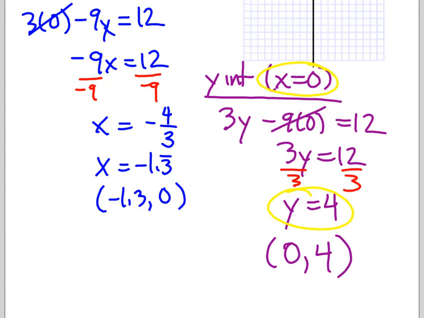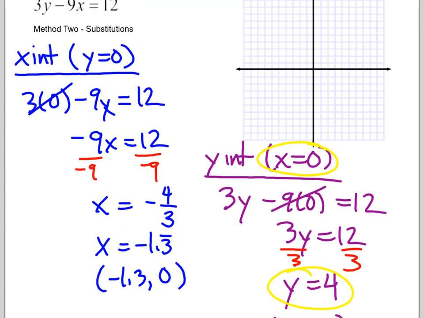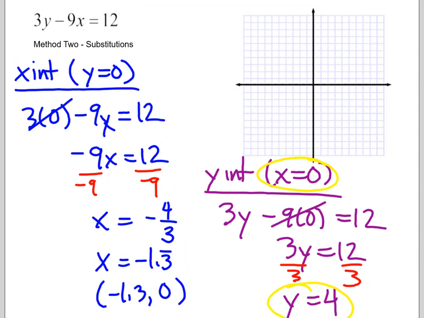Okay, so now I can plot both of those on my graph. I'm going to show you a couple different techniques for finding slope. Oops, I put that one in the wrong location. That should be up here. Okay, I'll get rid of this little guy. Okay, and then we could draw our line based on those two locations.